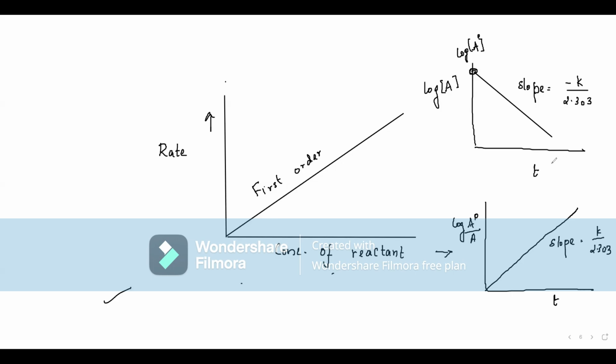So if the question is rate against concentration of reactant, this is how we represent a first order reaction. Log A against T, this is the graph. Log A naught by A against T, this is how the graph is to be plotted. And in these two cases, the slope is also given. Please make it a point to learn the graphical representations.